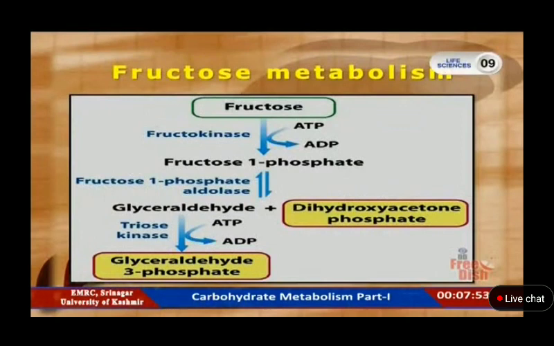Next, we'll discuss fructose metabolism. In all cells of our system, fructose is converted to fructose 6-phosphate by the enzyme hexokinase. But in liver, we have a special enzyme called fructokinase.